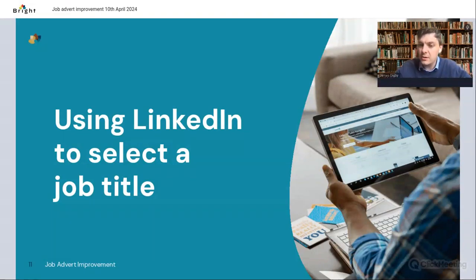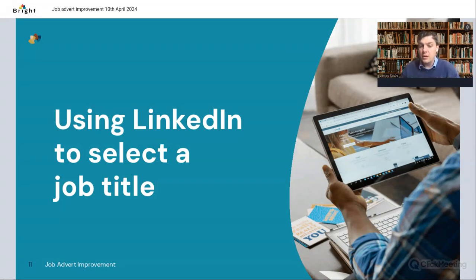So if you've got an internal name for a job title, don't worry about the fact that it doesn't make sense externally. Externally on things like TES, eTeach, CV Library, these different job boards, LinkedIn, wherever it might be, advertise it with the job title that makes sense for the sector you're looking to attract people from.